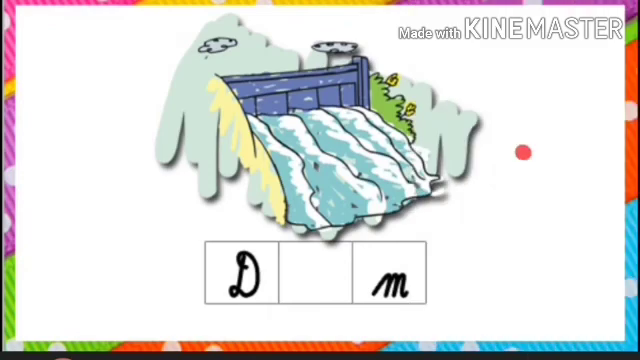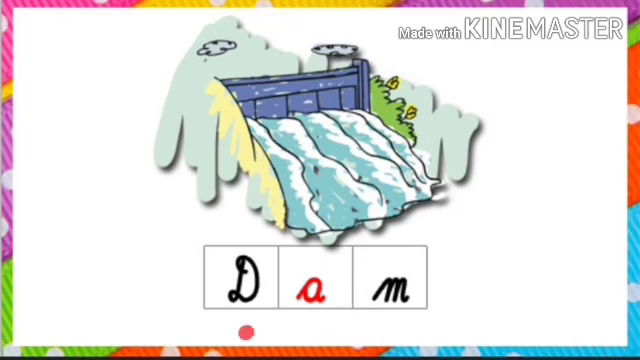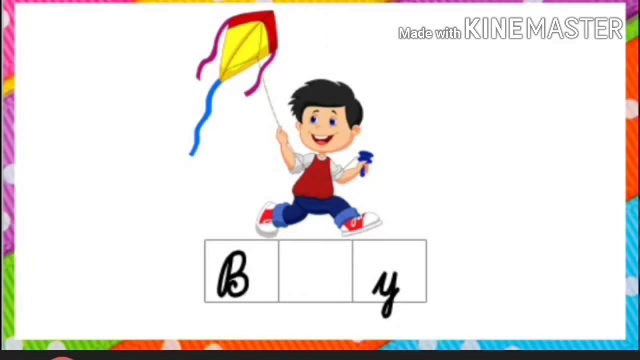Which picture is this? It's a picture of dam. Okay, sound of the word D, A, dam. Now, beginning sound is D, letter is D. Ending sound is M, letter is M. What about the middle sound? Which vowel says A? A says A. So fill the correct vowel and make the word complete. D, A, dam. Let's look at another word.